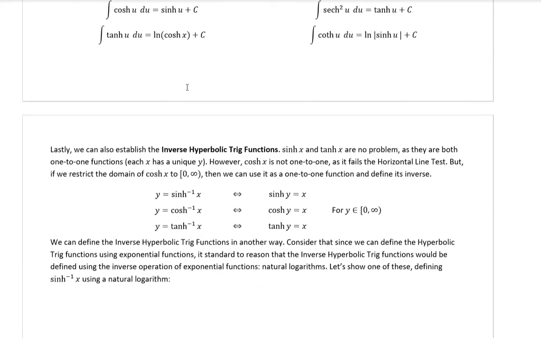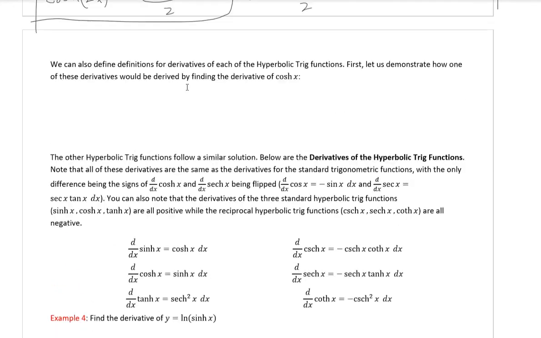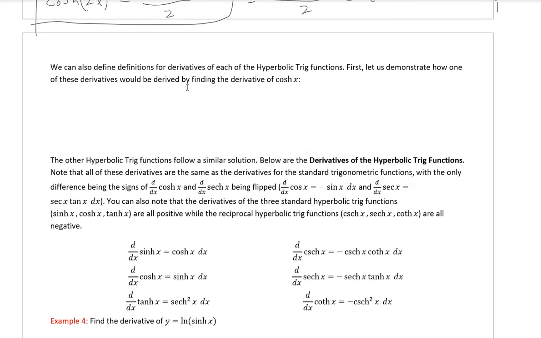Now we have a little bit more. We have a couple more pages. So this has a lot of stuff to do, and I wanted to show a lot of examples. We can also define the derivatives of each of the hyperbolic trig functions. First, what we're going to do is show how one of these derivatives would be derived by finding the derivative of cosh x. So, like with the previous functions, the way that we are going to derive this is by using the definition of cosh in terms of the exponential functions.